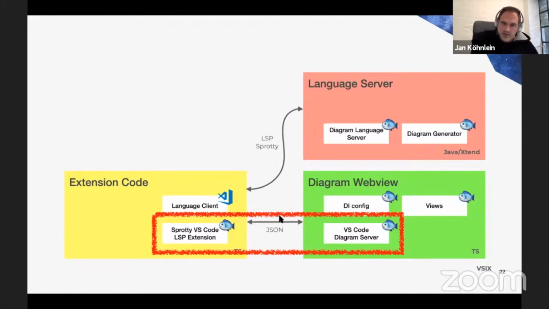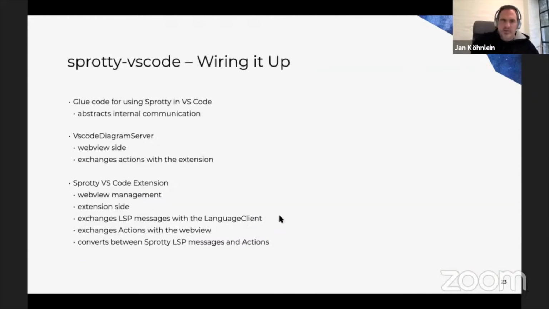Okay, and yeah, this is how it's hooked up. It's maybe a bit too detailed at the moment. So in order to wire up the rest, we have extended the language server with the diagram generator. We extended the language server protocol in order to exchange actions, and now we have to connect the missing pieces, and this is done with Sprotty VS Code.